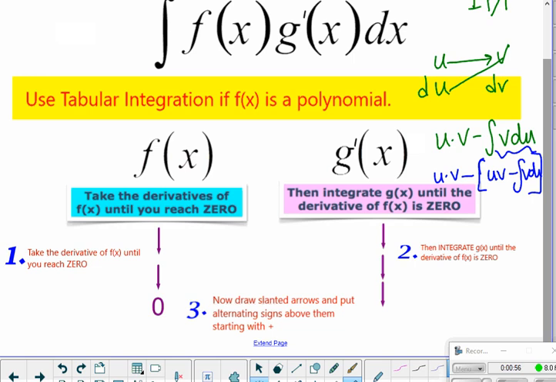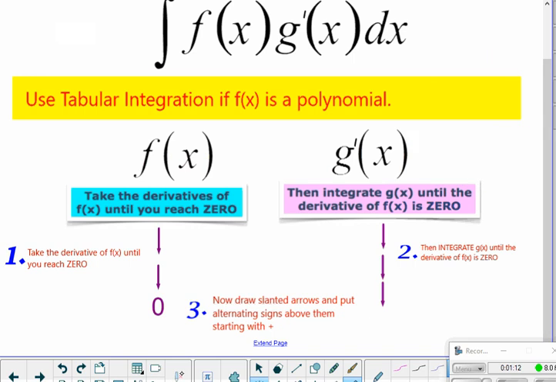So what you see here is a lot of u times v, and then a v times du, where we can finally get that integral pass through. So this repetitive nature we will see in the tabular method. All right, let's get it started.